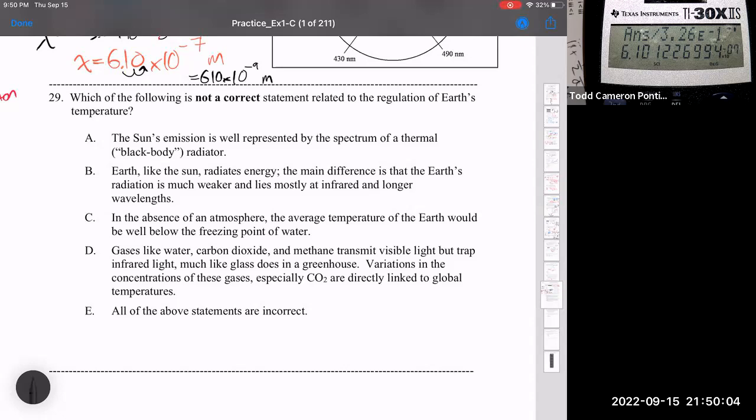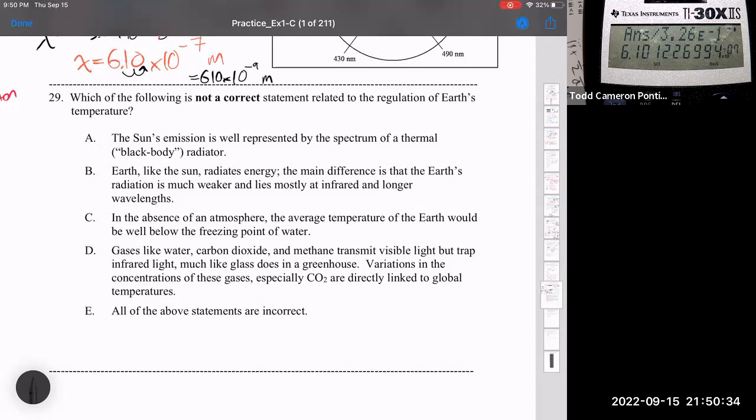In the absence of an atmosphere, the average temperature of the Earth would be well below the freezing point of water. This is also true. The greenhouse effect is what prevents us from being an ice planet. Water molecules trapping in heat keeps the troposphere warm at night. If you think about a desert, most deserts are really hot during the day when the sun shines down, but at night the temperatures plummet because there's nothing in the atmosphere to hold in the heat. So C is also true.